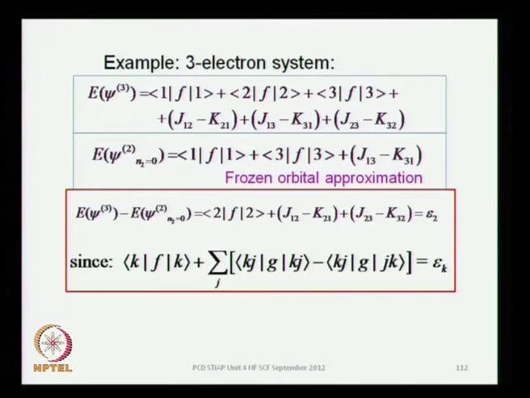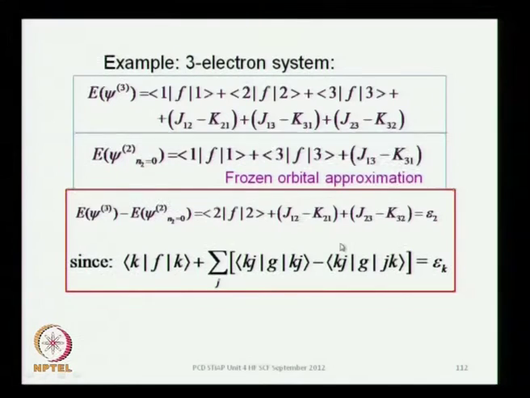Now, if you take the difference, just subtract this from what is at the top. So, E psi 3 minus E psi 2, what do you get? You take the difference, cancel the common terms, and the reason you are able to cancel them is because of the frozen orbital approximation. Okay. If the orbitals were not frozen, you could not cancel those terms. Now, under the frozen orbital approximation, you cancel those terms and you find that on the right hand side these 3 terms are nothing but what epsilon k represents in the Hartree-Fock equation.